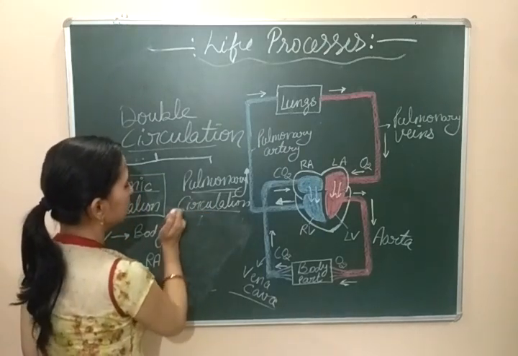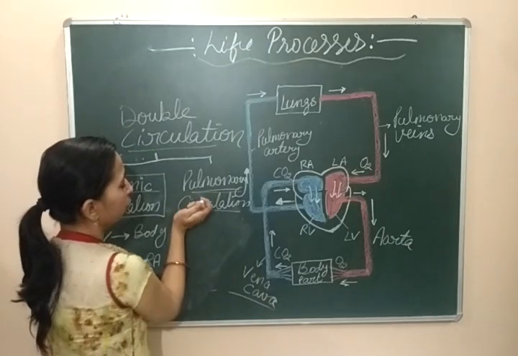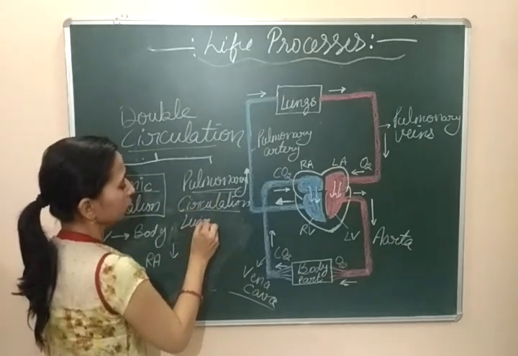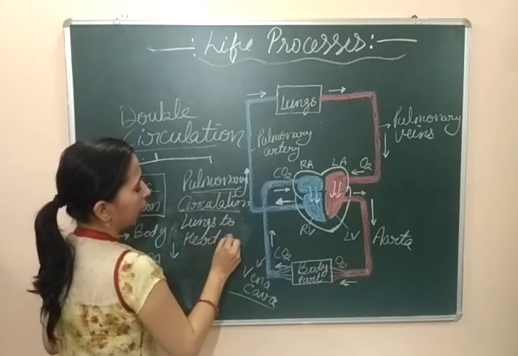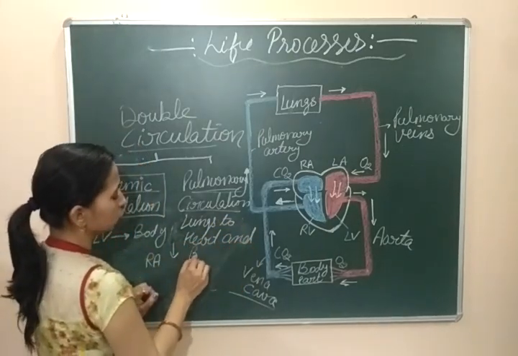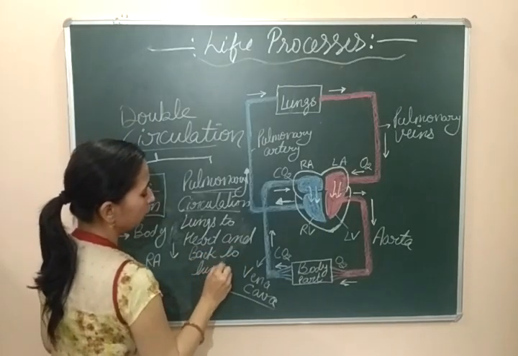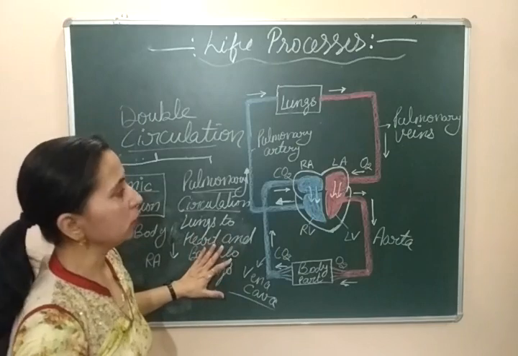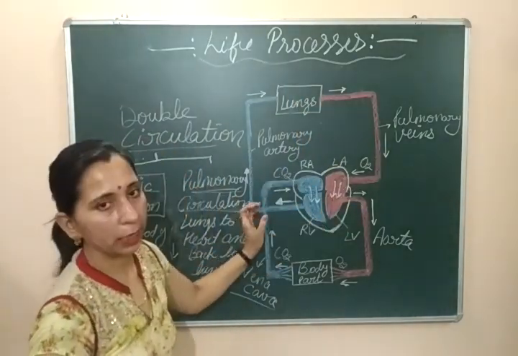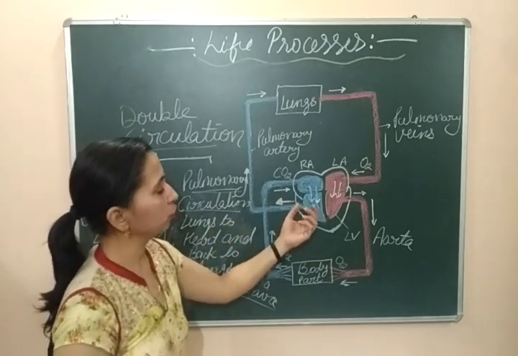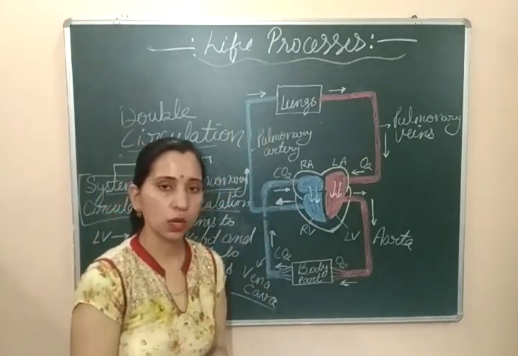So we can write here: the transportation of blood from lungs to heart, and back to the lungs. Means that this is related with lungs, the coming of the blood from lungs to the heart, and again its movement, the transportation of the blood from heart to lungs. This is known as pulmonary circulation.